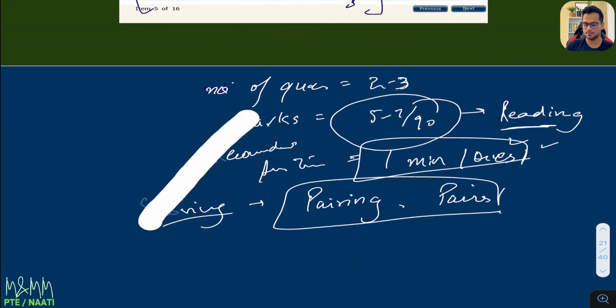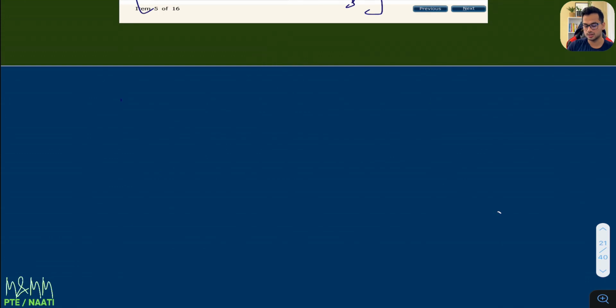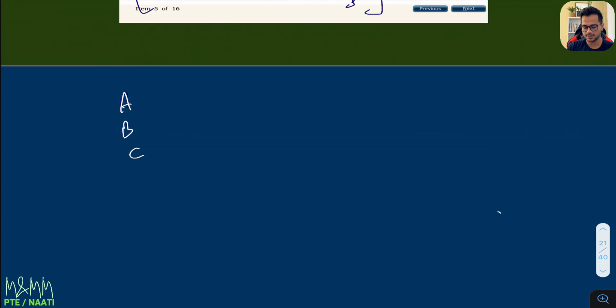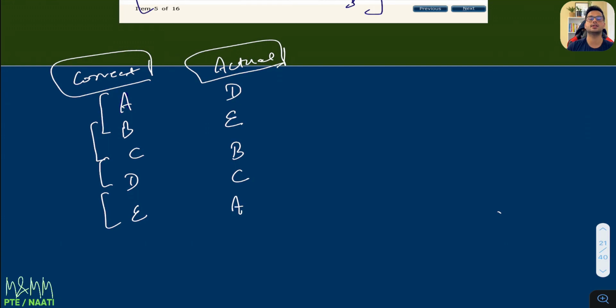Now, as an example, let's see how we get pairs correct. So for example, I had 5 sentences, A, B, C, D, and E. And let's say that's the correct sequence as well. So these were the pairs that I was looking for. Now let's say one student in the exam has written their sequence like this. That's the correct answer, and this is the actual answer, as in what the student has done in the exam.